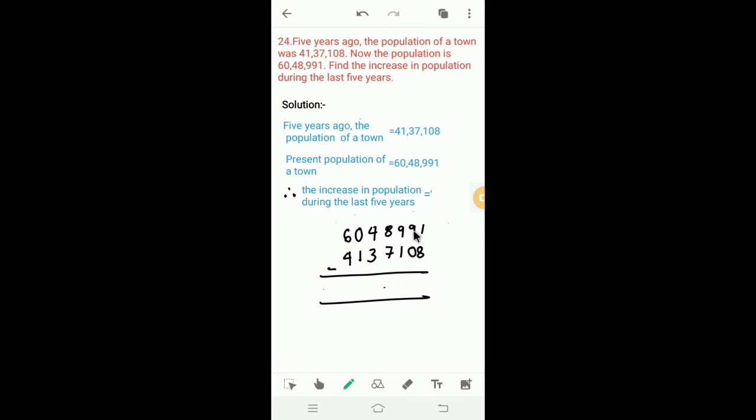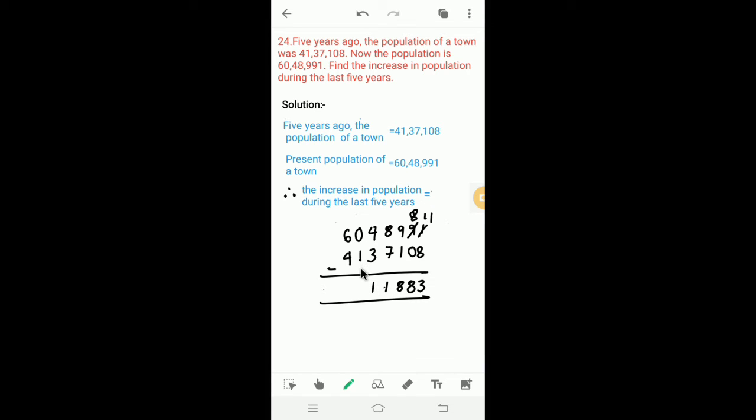We have to borrow from next number. Here next number is 9. If you borrow from 9, then 9 becomes 8 and here 1 becomes 11. 11 minus 8 is how much? 11 minus 8 is 3. 8 minus 0 is how much? 8 minus 0 is 8. 9 minus 1 is how much? 9 minus 1 is 8. 8 minus 7 is 1. 4 minus 3 is 1.